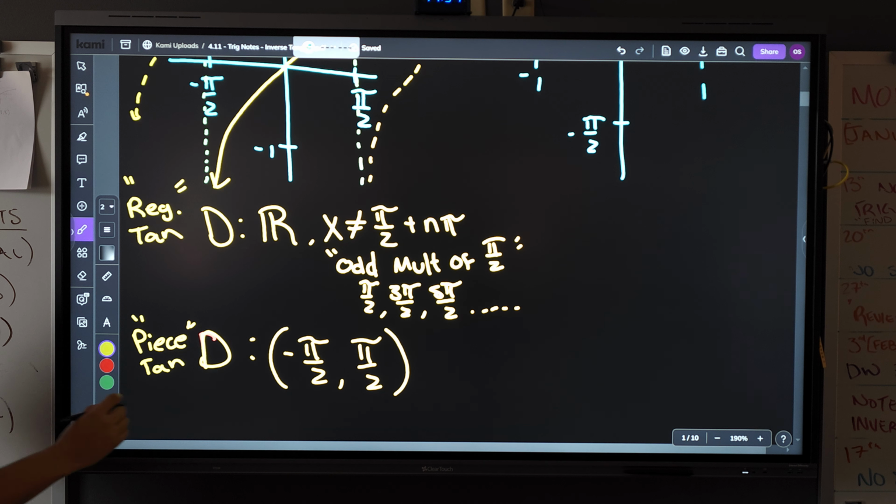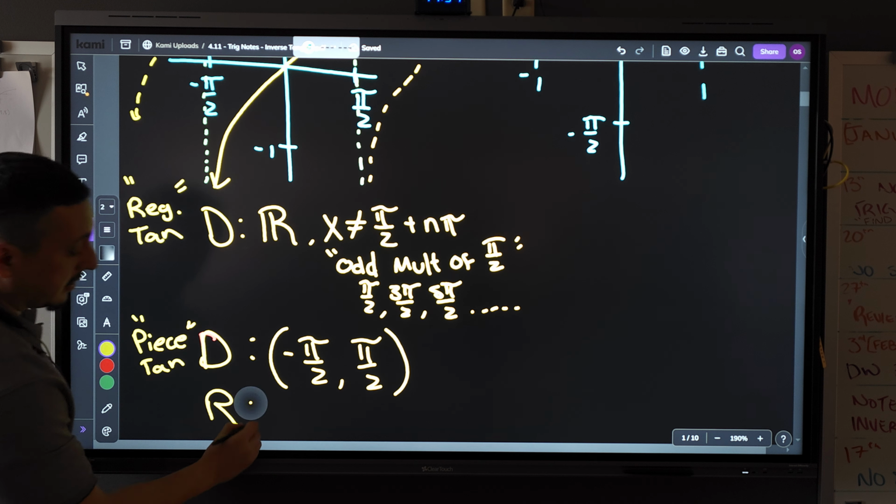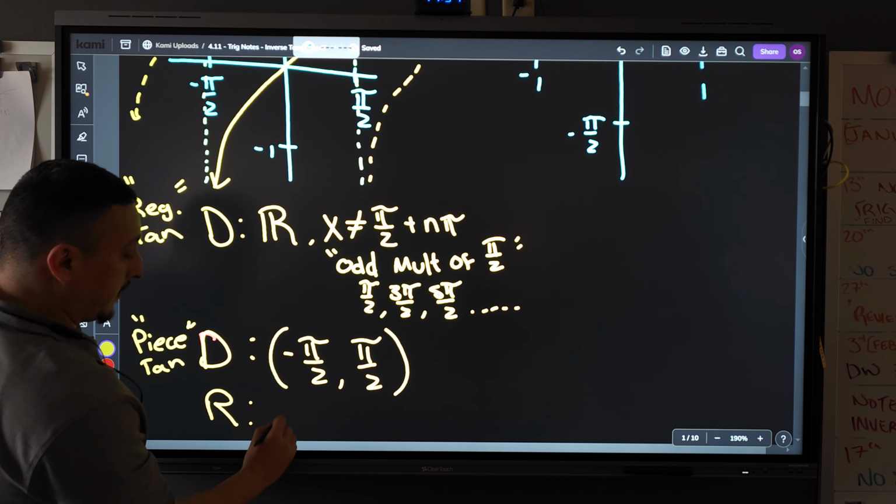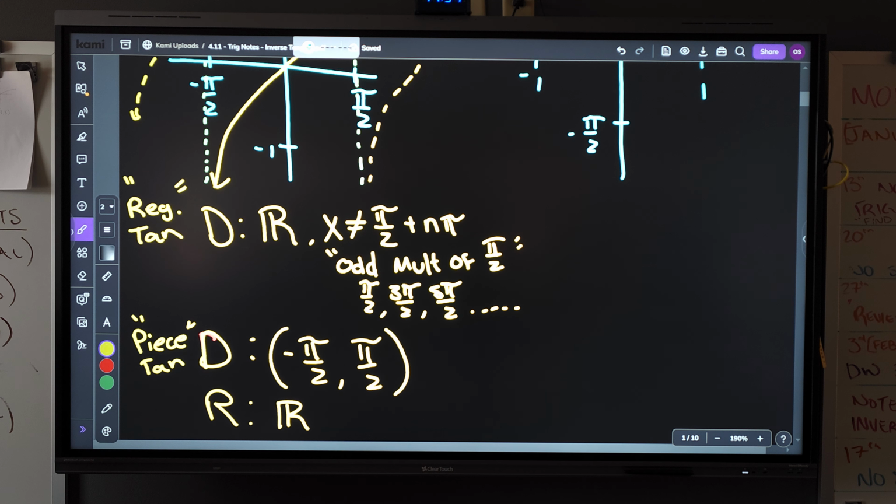Okay. Now the range, this is actually for all tangent. It goes down and up forever, so all real numbers. Either for the segment or for all of them, they all go forever down, forever up. Are we good, guys? Any question right now? Okay, let's keep going.